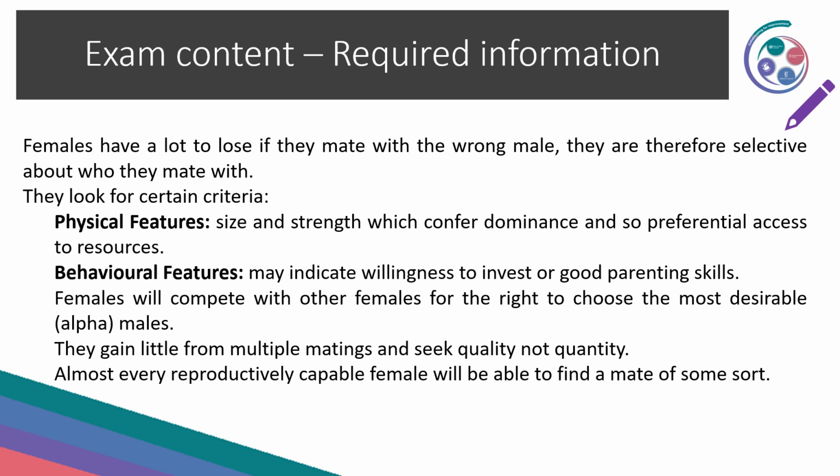She'll also look for behavioural features. So animals that are female will look for these behavioural features which may indicate willingness to invest or good parenting skills. Females will compete with other females for the right to choose the most desirable male, also known as the alpha male. They gain little from multiple matings, and females seek quality, not quantity, when they're looking for a mate. Almost every reproductively capable female will be able to find a mate of some sort. I would advise taking a note of the next few slides as well.